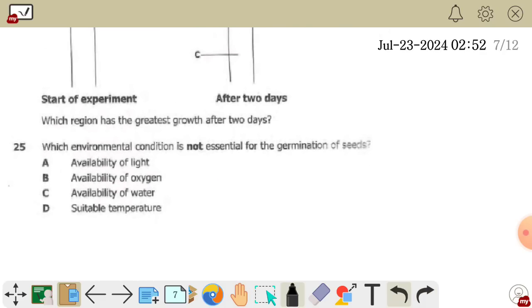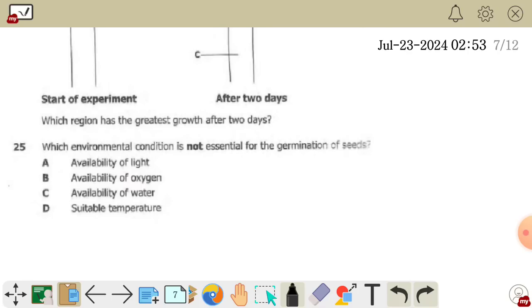Question 25. Which environmental condition is not essential for the germination of seeds? A, availability of light, B, availability of oxygen, C, availability of water, D, suitable temperature. So temperature is needed for germination, water is needed. That's why we plant seeds during the rainy season. Why? Because water is needed. Oxygen is also needed, but light is not needed during germination. That's why we put the seed in the ground. So light is not needed. The correct answer here is A.